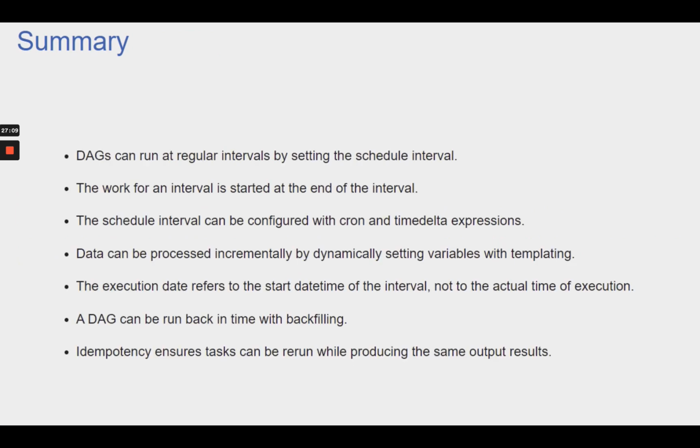Summary. DAGs can run at regular intervals by setting the schedule interval. The work for an interval is started at the end of the interval. The schedule interval can be configured with cron and time delta expressions. Data can be processed incrementally by dynamically setting variables with templating. The execution date refers to the start date time of the interval, not to the actual time of execution. A DAG can be run back in time with backfilling. Idempotency ensures tasks can be rerun while producing the same output results.